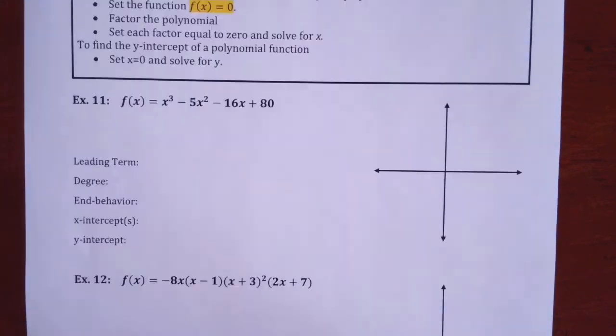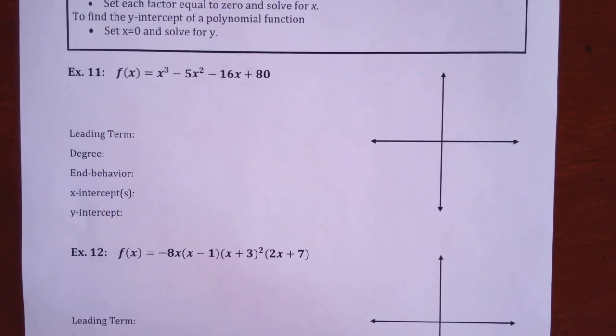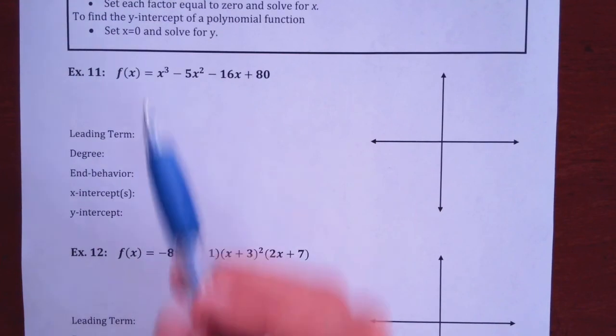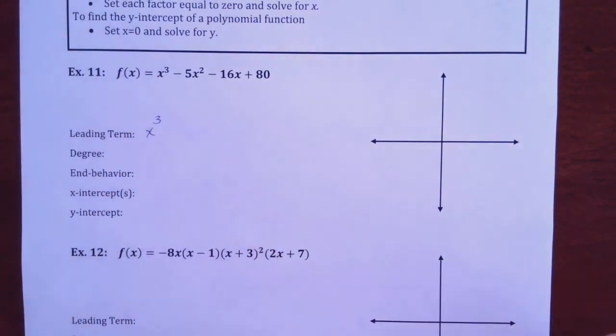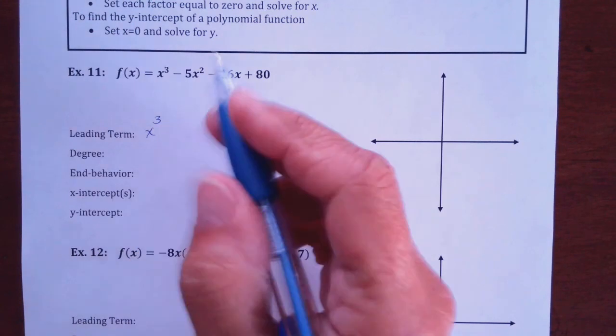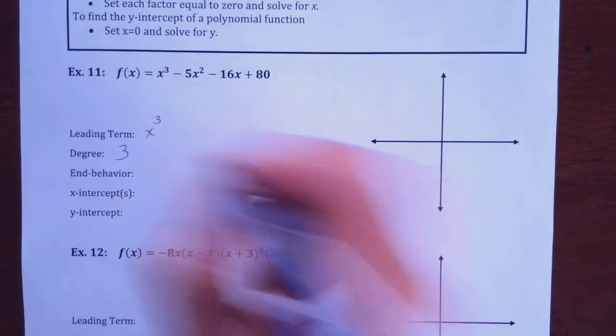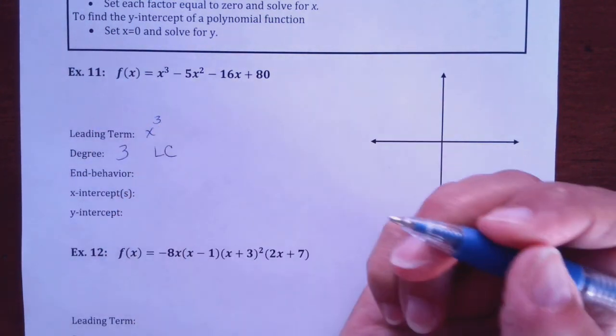Okay, so let's look at all of these and see how we do. We're going to do the leading term. The leading term would be the highest power you see, so that's x cubed. The degree would be the exponent of that term. And then I'm also going to write the leading coefficient.